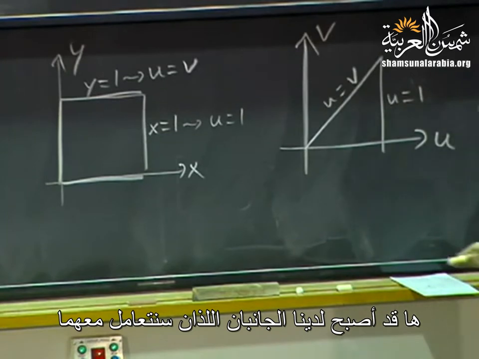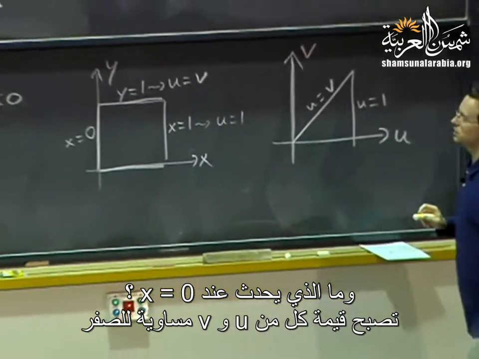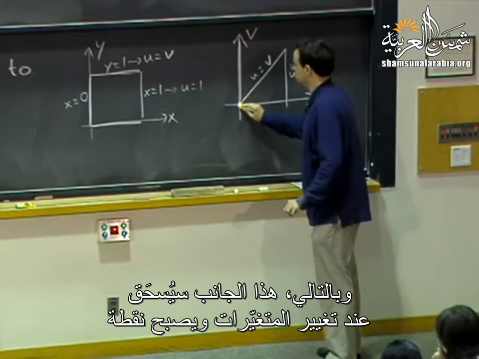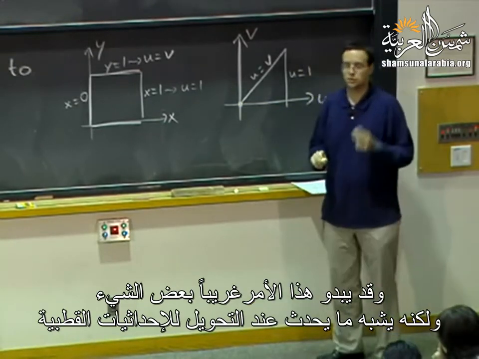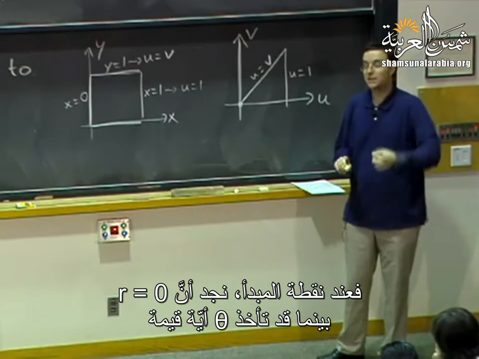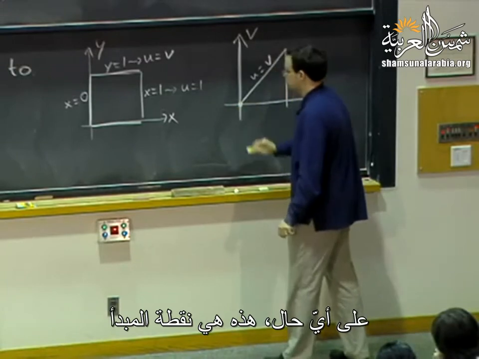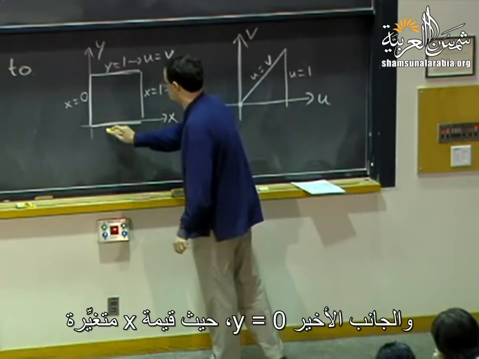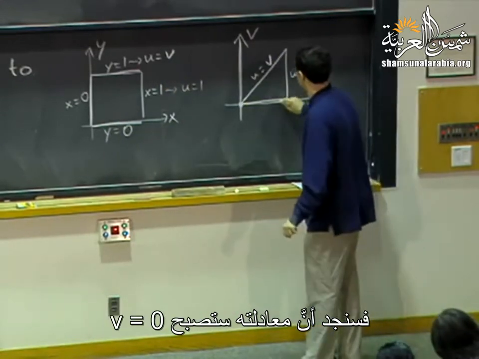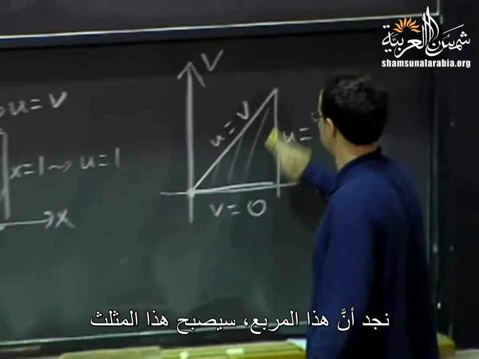Now we have the two other sides to deal with. Well, let's look at this one first. So that was x equals 0. What happens when x equals 0? Well, both u and v are 0. So this side actually gets squished in the change of variables. It's a bit strange, but it's a bit the same thing as when you switch to polar coordinates at the origin. r is 0, but theta can be anything. Sometimes it's not always one point is one point. So anyway, this is the origin. And then the last side, y equals 0, and x varies, just becomes v equals 0. So somehow, in the change of variables, this square becomes this triangle.